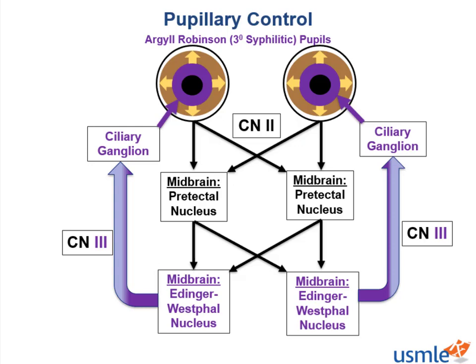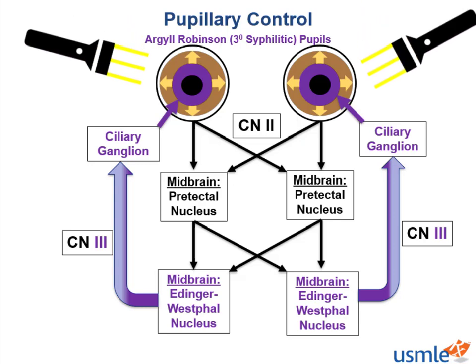Specifically, the term Argyll-Robertson pupils refers to bilateral, small pupils that do not constrict to light, only to accommodation. Let me explain. Starting with testing the light reflex, when light is shone into either eye, the pupils do not constrict. This may be due to syphilis damaging the pretectal nuclei, impairing the normal pupillary light reflex. However, the pupils will constrict if the accommodation reflex is elicited.